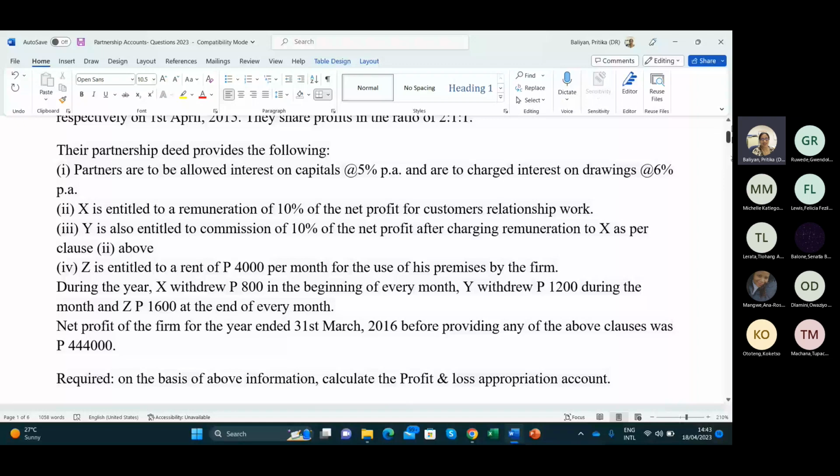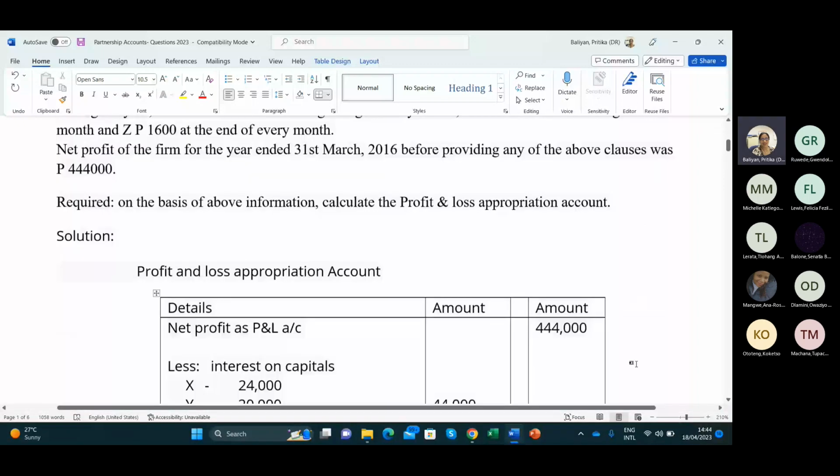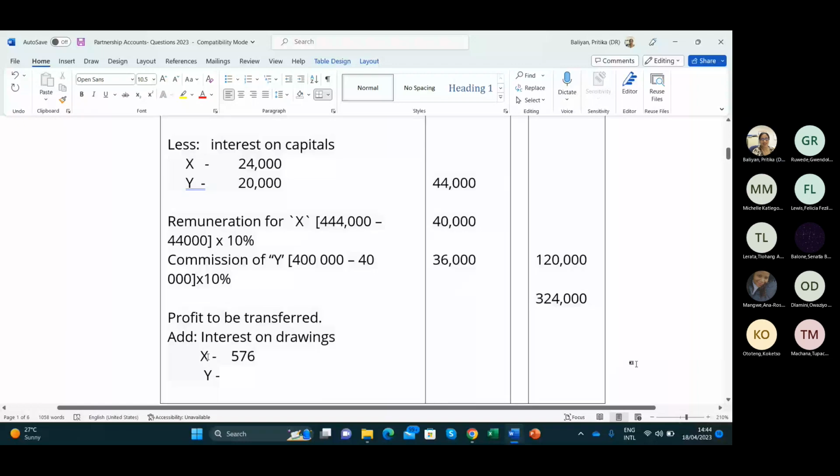On 14,400, the interest on drawing is charged at the rate of 6%. So the interest on drawing for Y is how much? 864. 864, okay. And how much for Z?